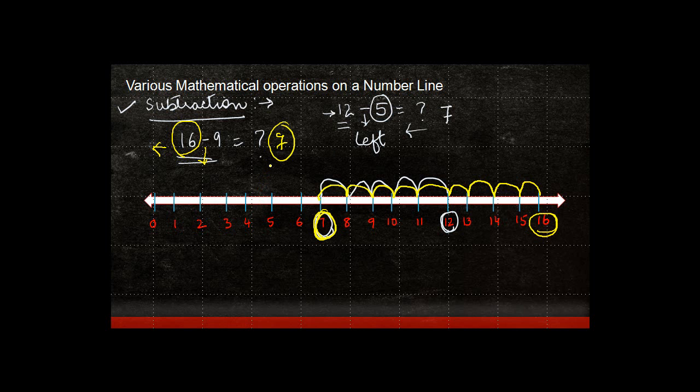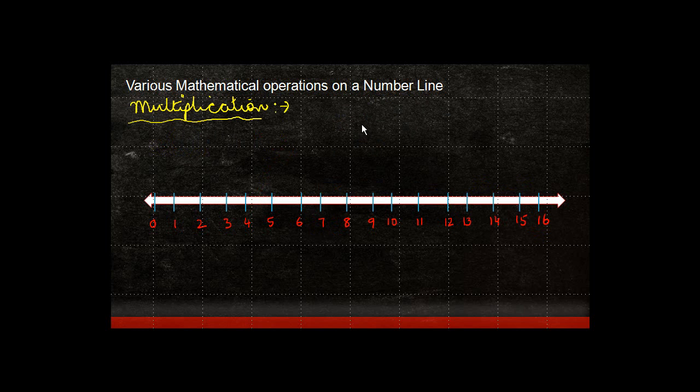Let's look at the third operation, which is multiplication. Now again, multiplication is not something which is difficult. So let's say, for example, I tell you to find out 5 times 3 is equal to how much? In multiplication, one thing you need to note is you always start from 0. So this is my starting point.